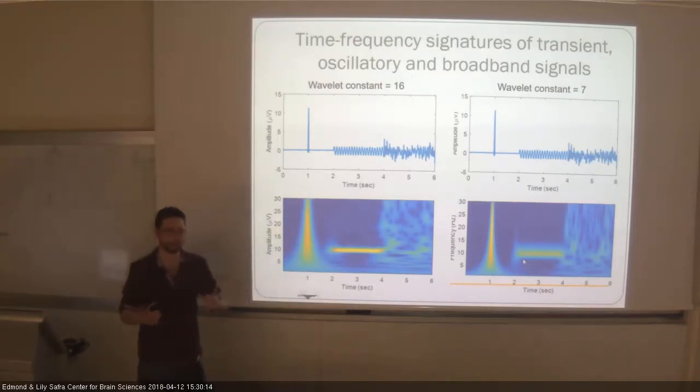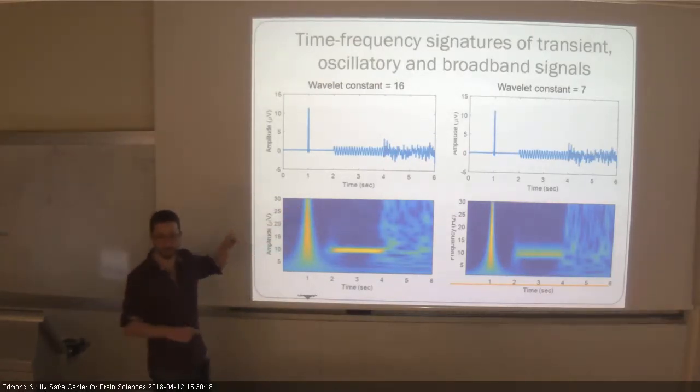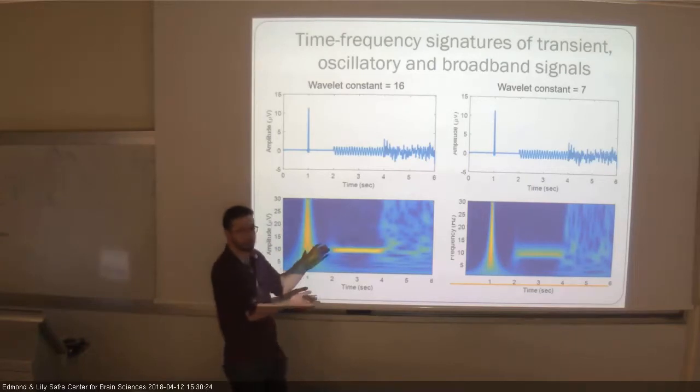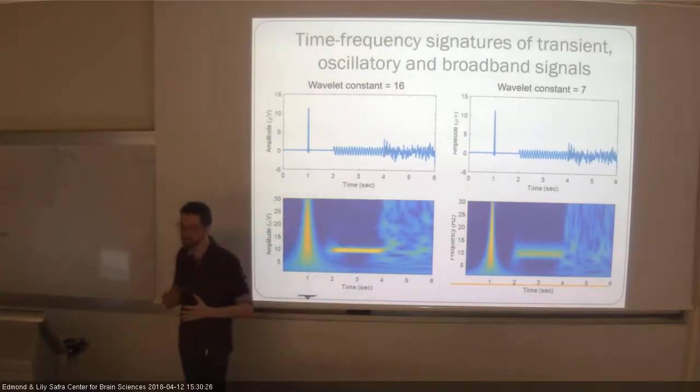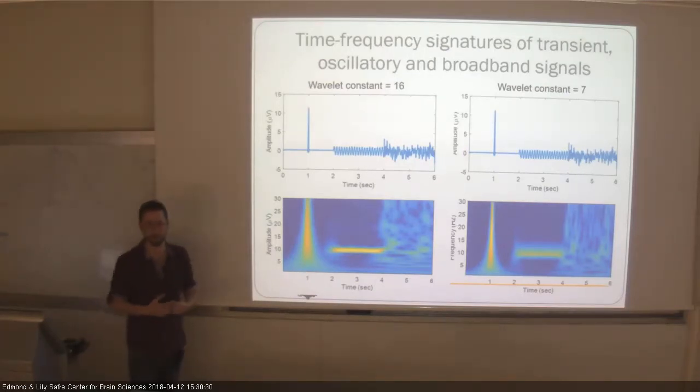You could say maybe I could use this high wavelet constant to get the frequency estimation, and then the lower one to get the time estimation. But this is not really true, because all of these are true in the same way. It's just that you're asking a different question. You're asking questions about longer or shorter time scales. All right.